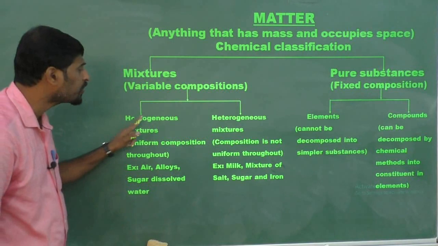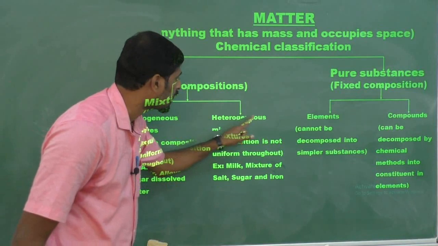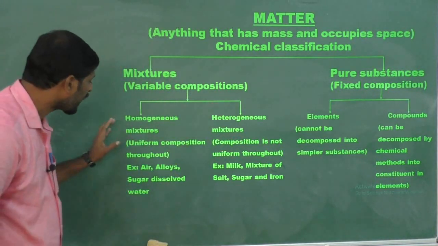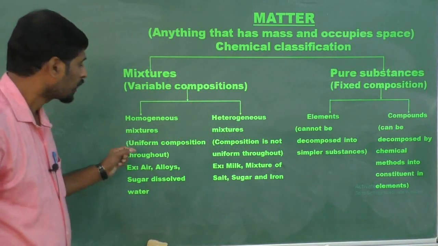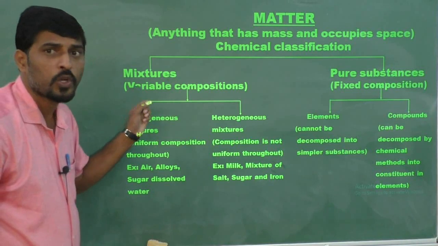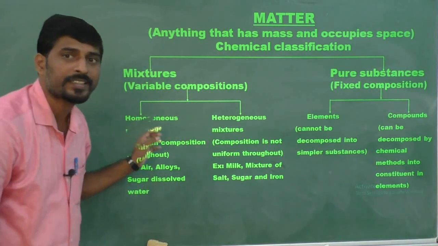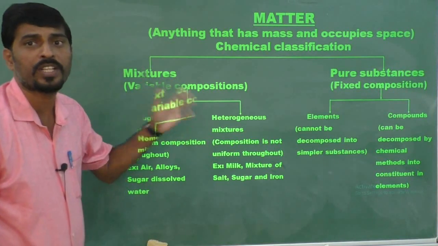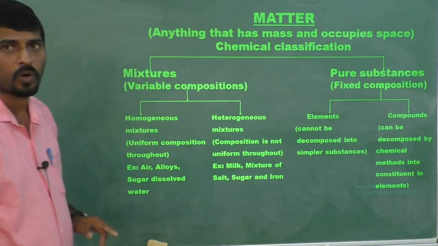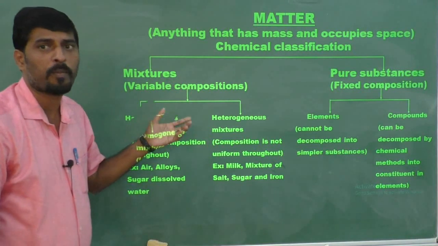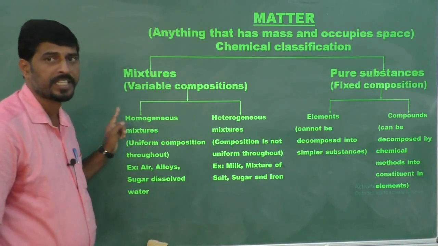One is homogeneous mixture, another is heterogeneous mixture. What do we mean by homogeneous mixture? It is a mixture in which the composition remains uniform throughout the system. If the composition of the system is uniform throughout, then it is called a homogeneous mixture.